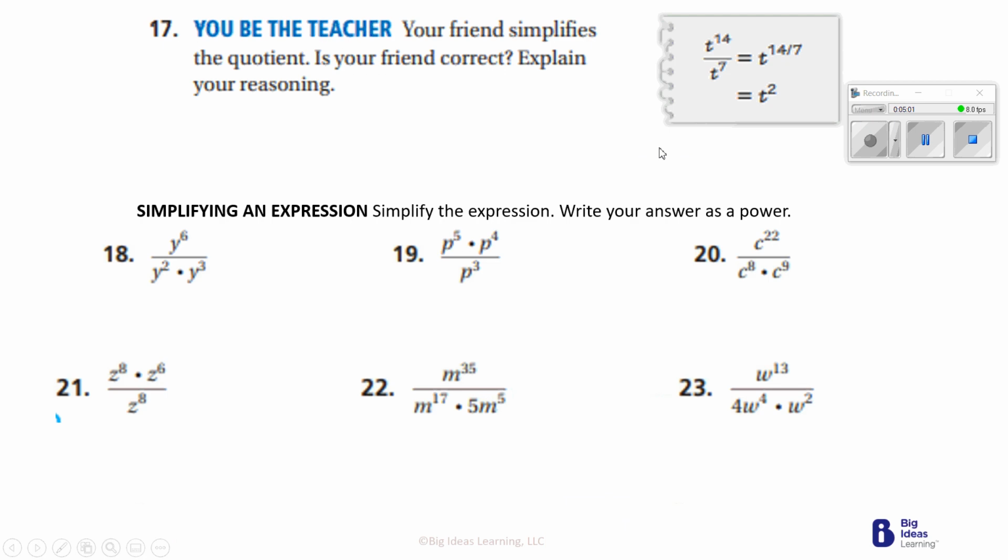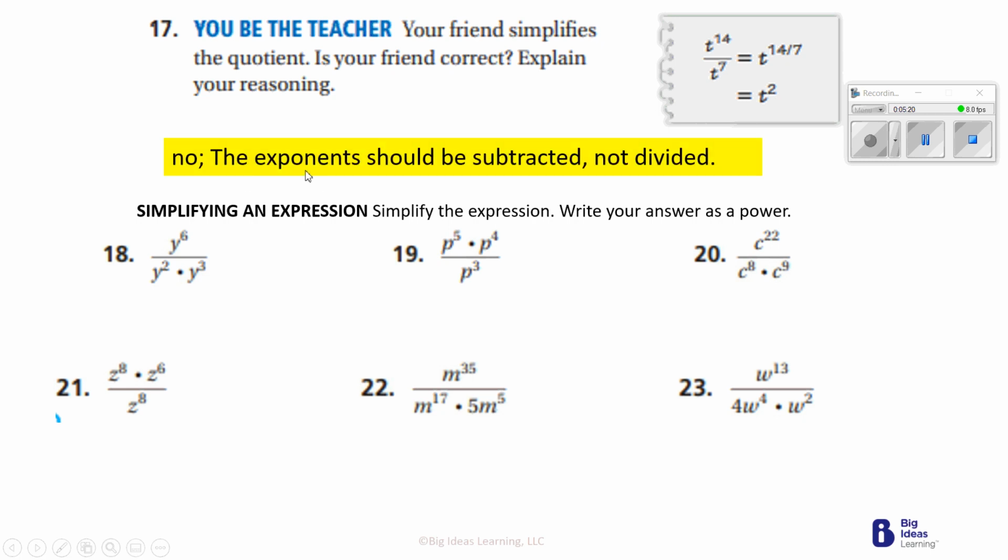17, which is mine. Your friend simplifies the quotient. Is your friend correct? Explain. Where it says t to the 14th power over t to the 7th power would be t to the 14 divided by 7. This is incorrect. We're going to subtract, not divide. So this would be 14 minus 7, which would be t to the 7th power. The exponent should be subtracted, not divided.